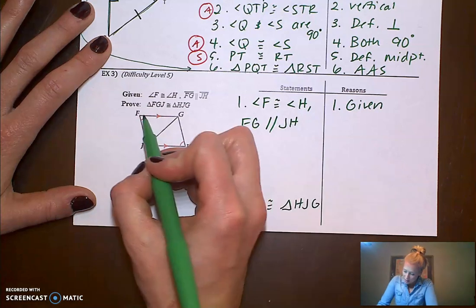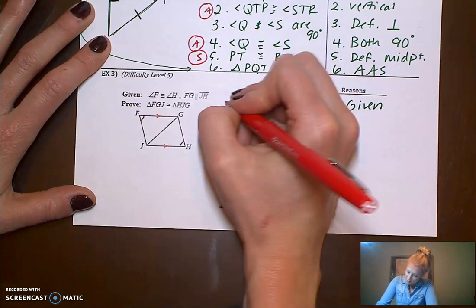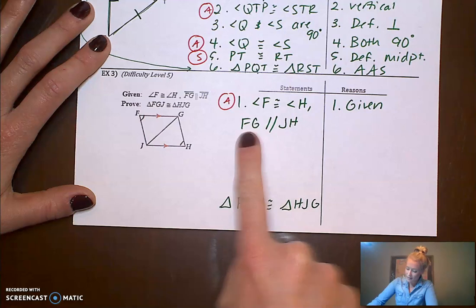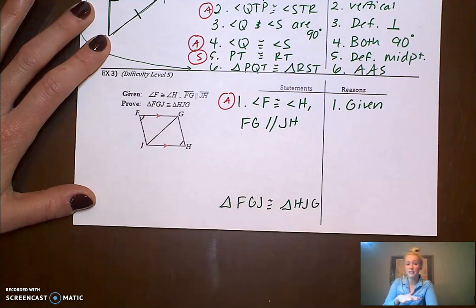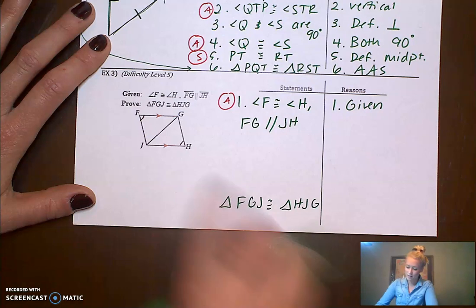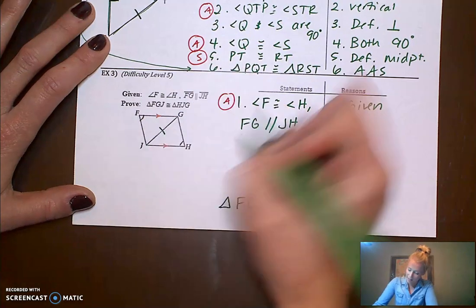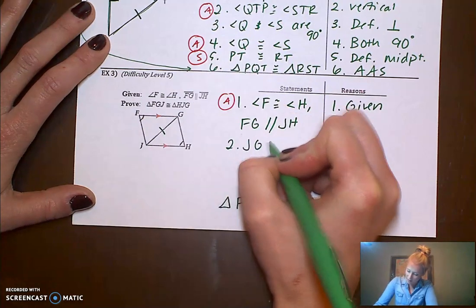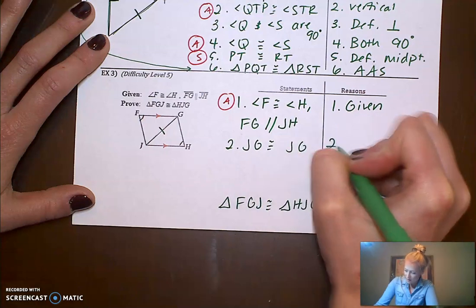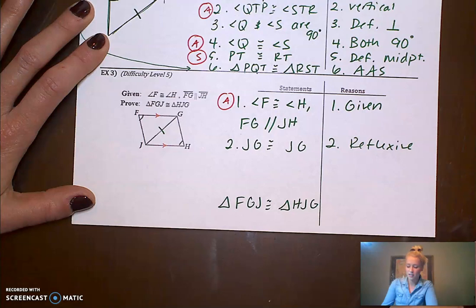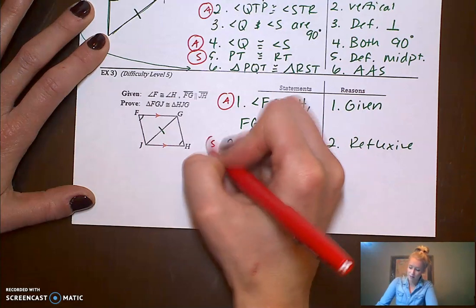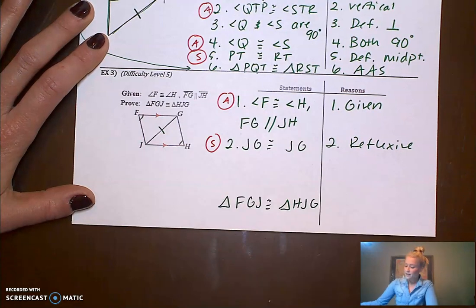Okay, they did mark those angles congruent, so I have 1 congruent angle pair. This is not a congruent statement. This says parallel, so that doesn't count as something being congruent. Just because they're parallel doesn't mean they're congruent. I have to find the congruent stuff. I see the reflexive property. I always look for that right off the bat. Okay, so I know that JG is congruent to JG, reflexive property. The 2 triangles here share it.